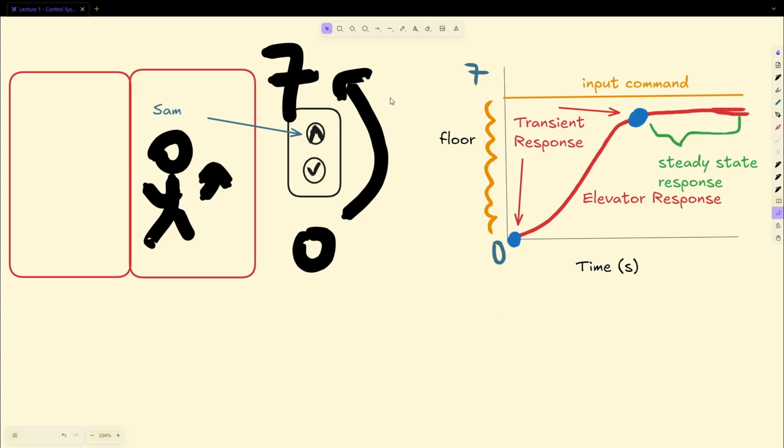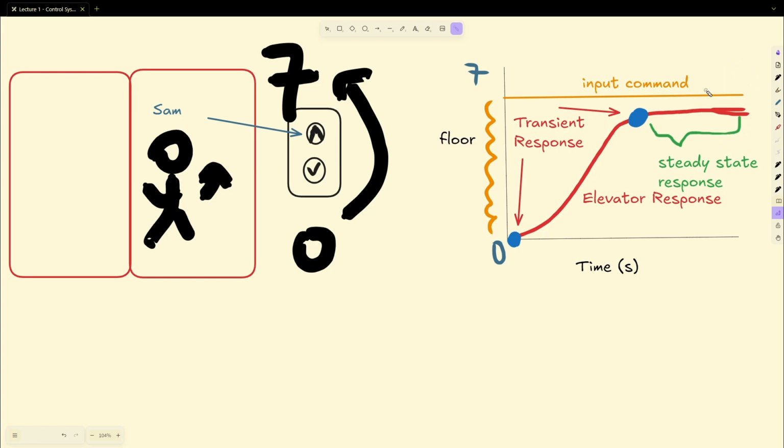So you can see that the input over here, if I have the laser pointer, it changes gradually, right? The input's given at 7, but the output, or the elevator response, is gradual. Now, you can see that at the end, there is some sort of discrepancy. We call this discrepancy the steady state error.